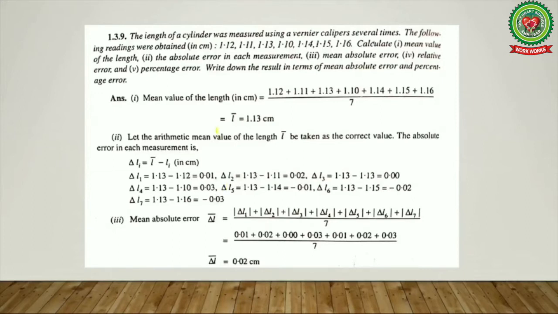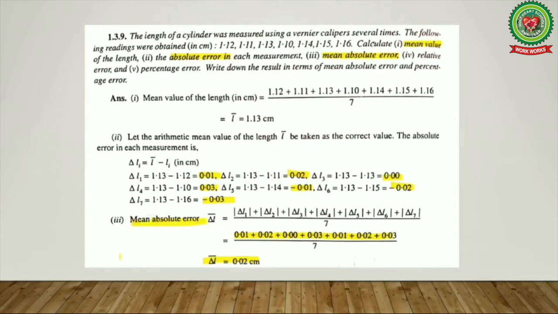We are continuing with the same numerical. We have done the first part. We found the true value, which is called the mean value. We found the absolute errors. Now we are going to find the mean absolute error. What do we have to do? We have to take all these absolute errors, but without the minus sign. We will add them all, divide by the total number of observations, and the result we get is the mean absolute error.